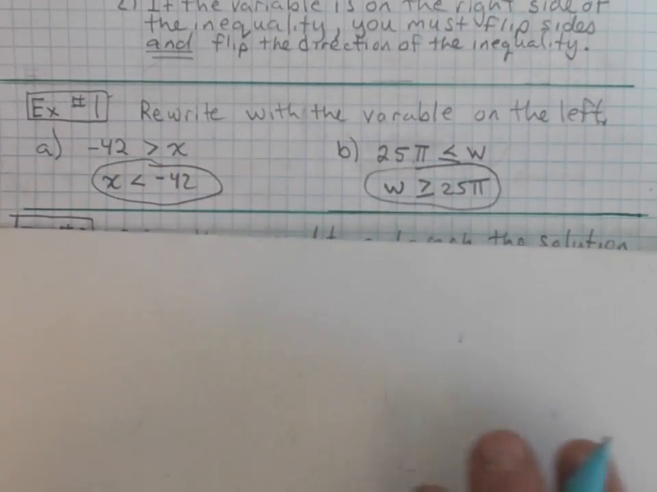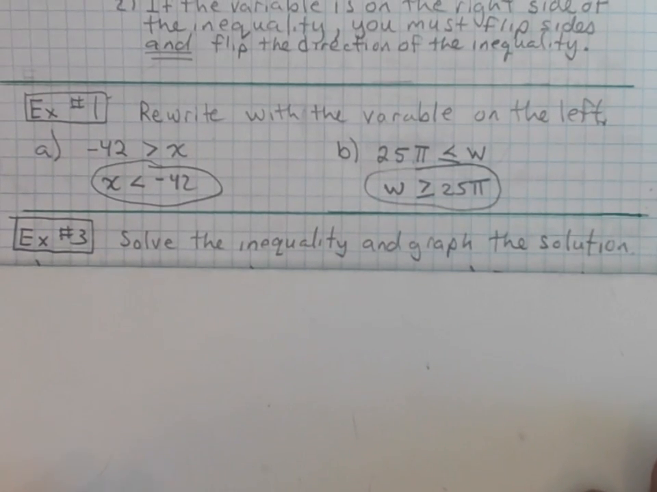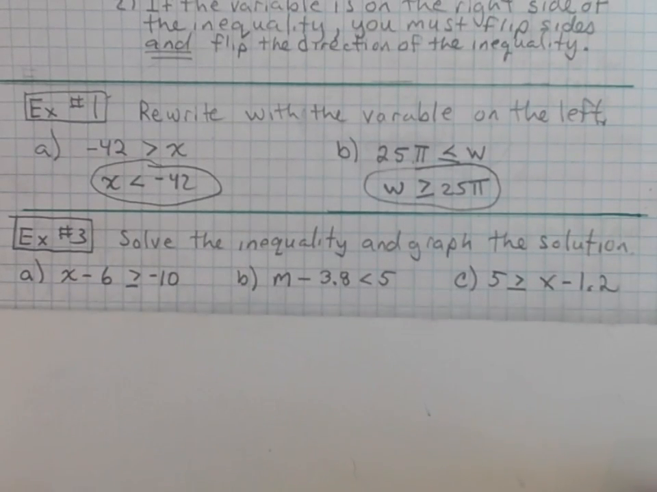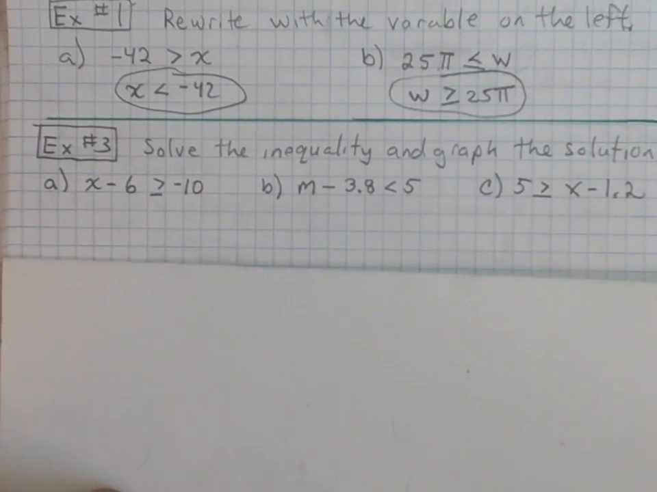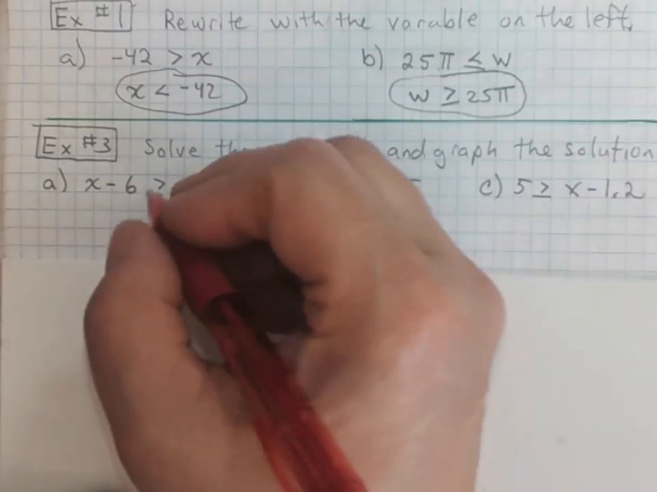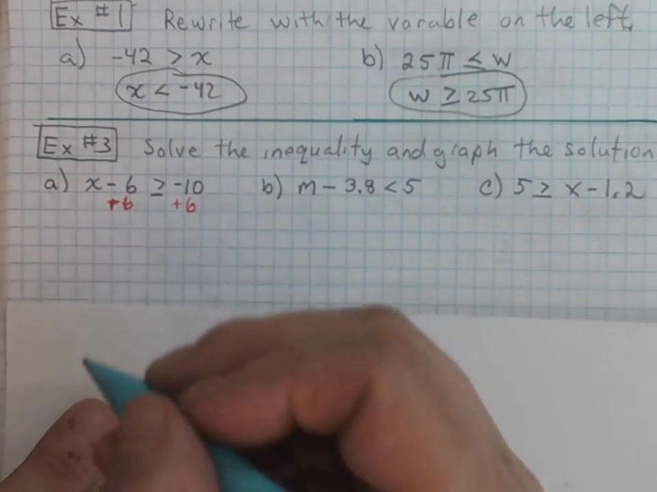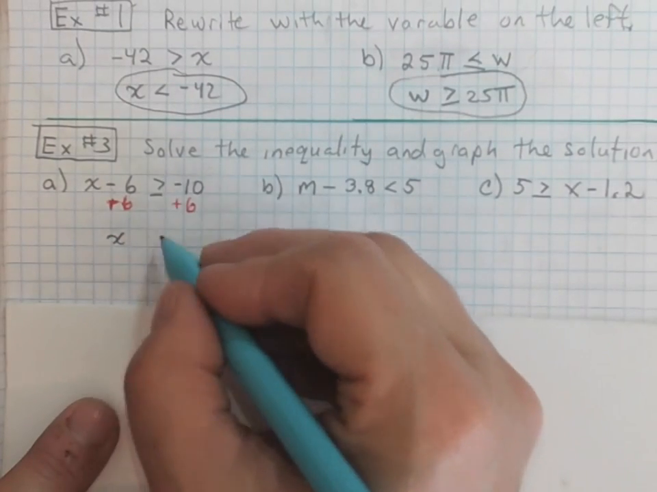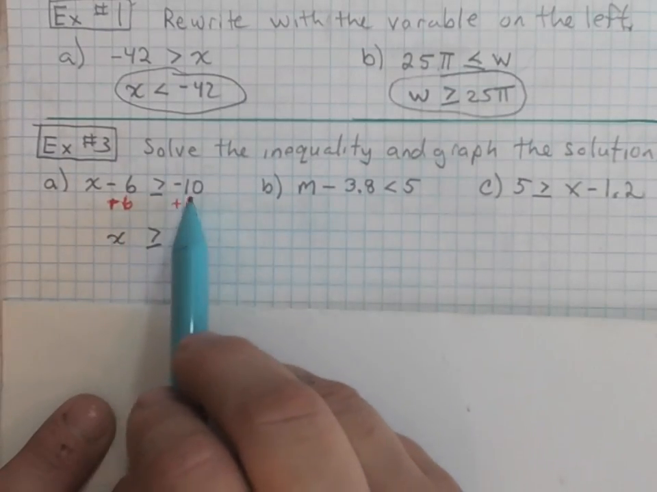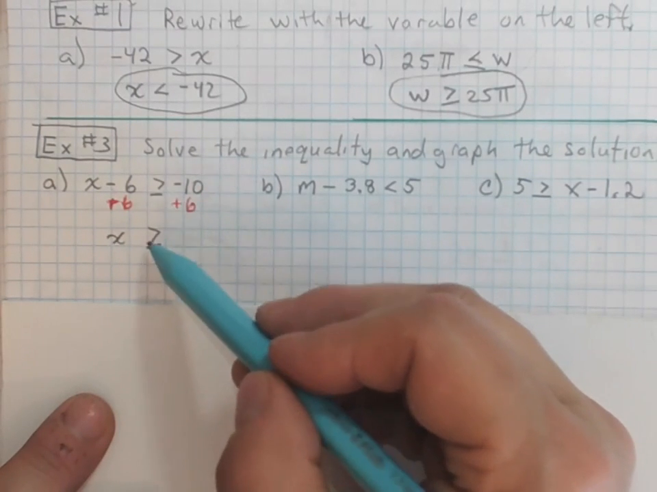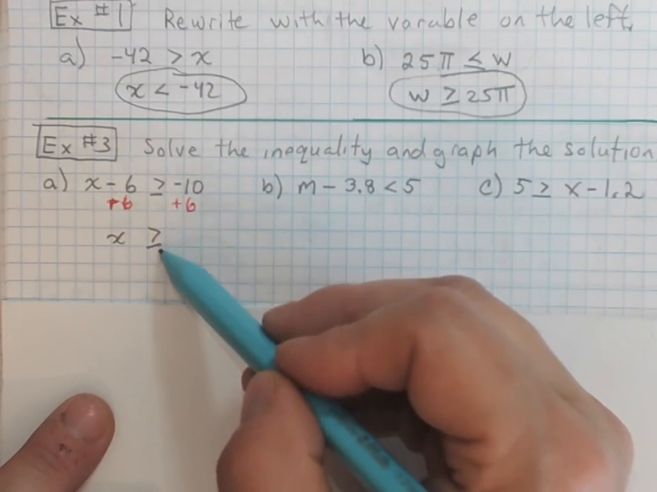All right, and the next one, let's do some solving. Solve the inequality and graph the solution. Solving and graphing. All right, so some one-step problems. I'm going to add 6. The inequality comes down. Sometimes we forget that we're doing these because we were solving equations for so long. But just look back, don't put an equal sign. Don't write an equal sign. You want to make sure you're using the inequality, okay?